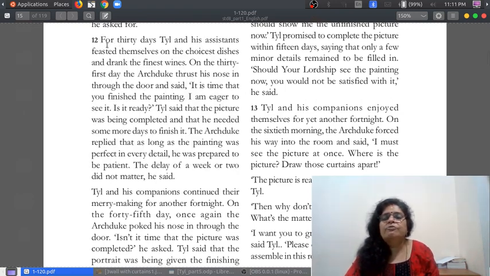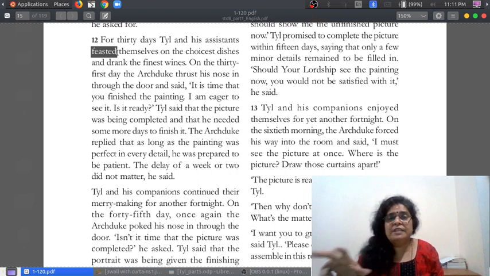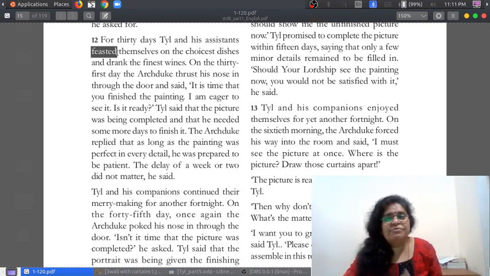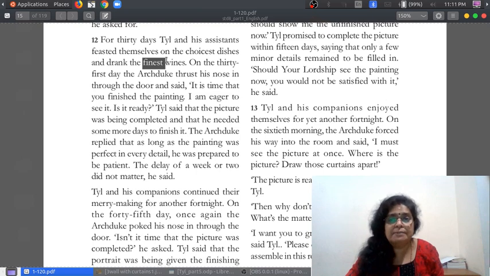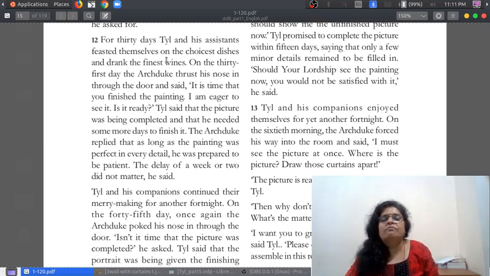Okay. For 30 days, Till and his assistants feasted themselves. Feasted. What do you mean by feasted? Don't you remember Onam feast? Yes, feast means food with so many items. So Till and his assistants feasted themselves on the choicest dishes and drank the finest wines. Finest. Very good. Excellent. Another word, superb. S-U-P-E-R-B. Superb. What do you mean by superb?